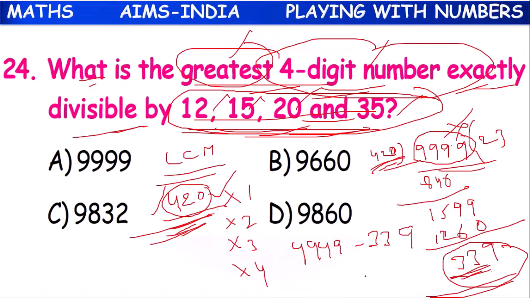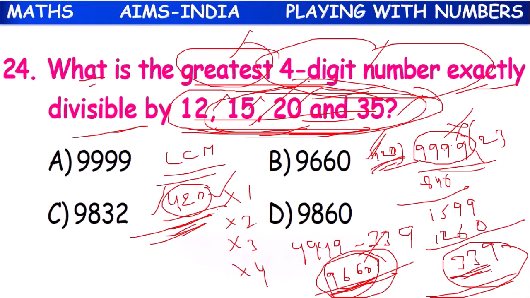Suppose from 9999, if you remove 339, what will be the value? 9660. So this will be divisible by 420 exactly, or this is the multiple of 420. So this is the largest 4-digit number which is divisible by these numbers.